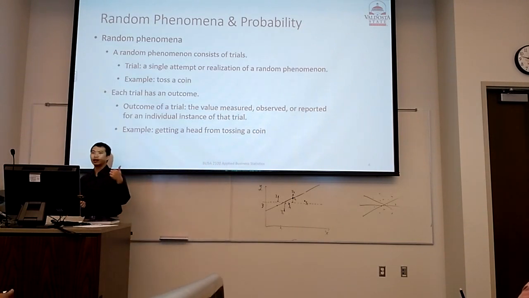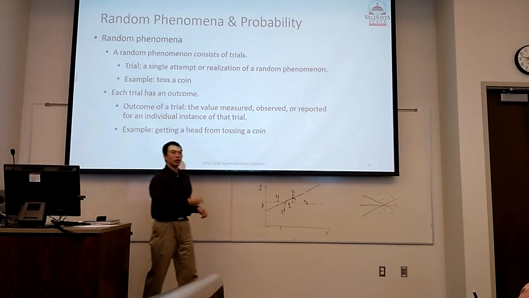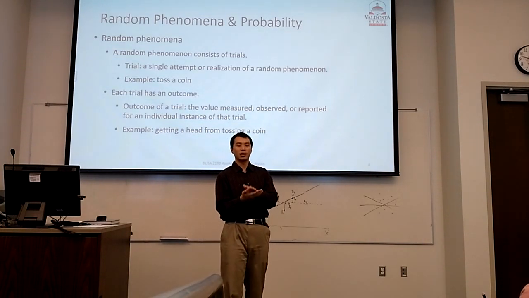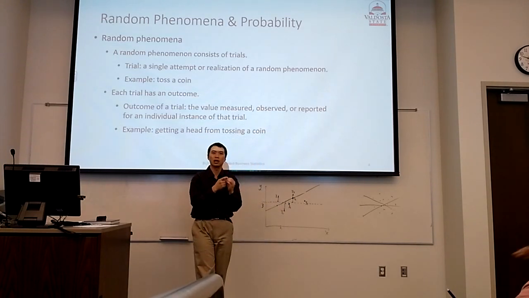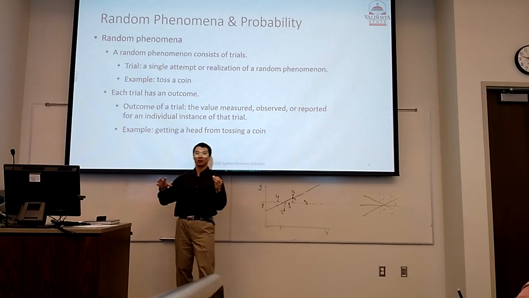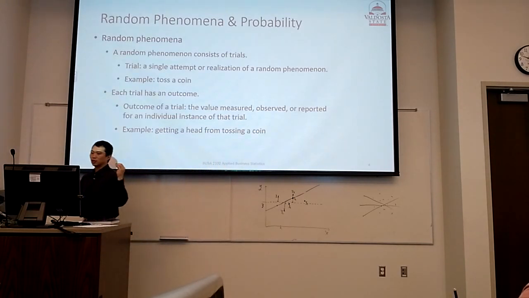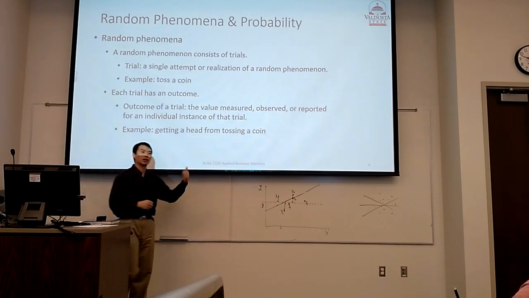And each trial has an outcome. What is an outcome? An outcome is a value measured, observed, or reported from an individual trial. So if I toss a coin, that's a trial, and I get a head. Okay? I get a head, and that's the outcome of that trial. That's a value, head, from that trial, that's an outcome. So trial and outcome.